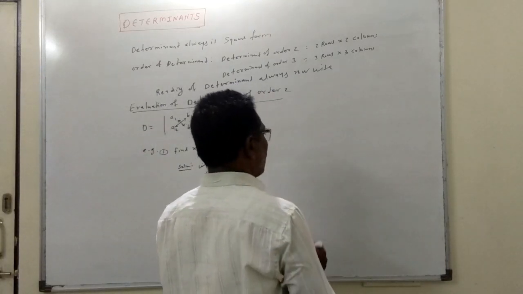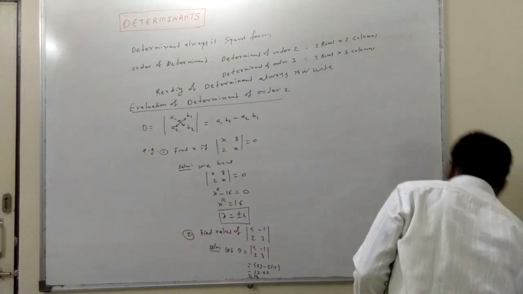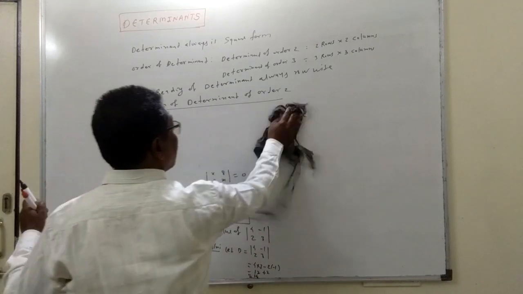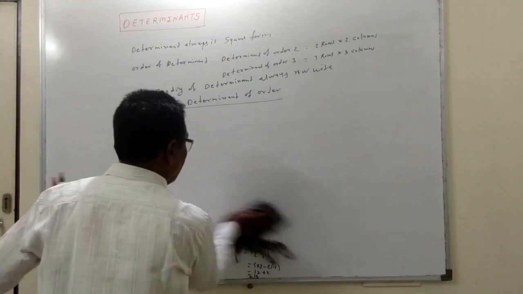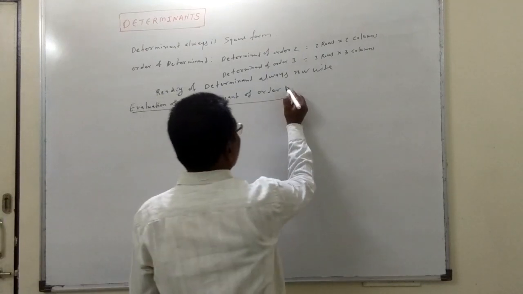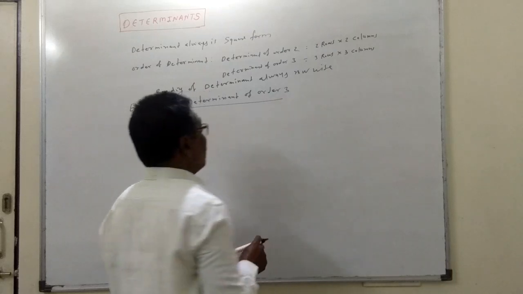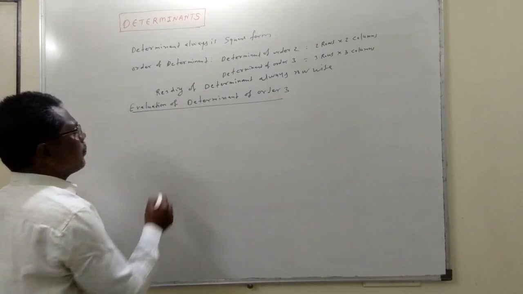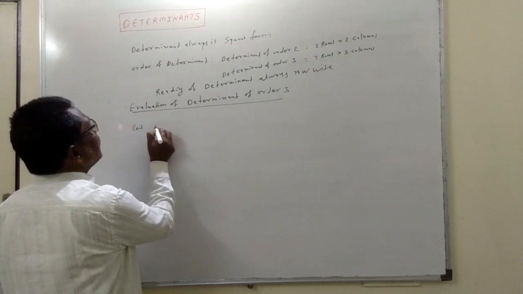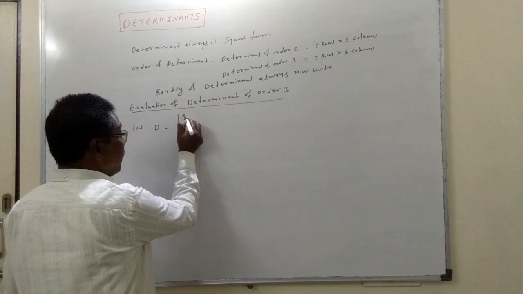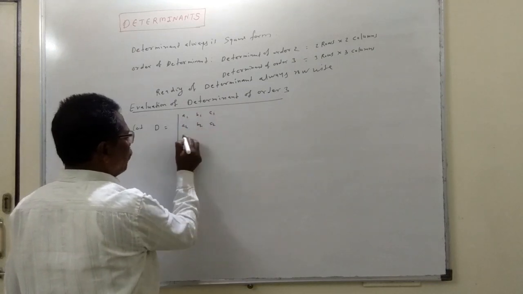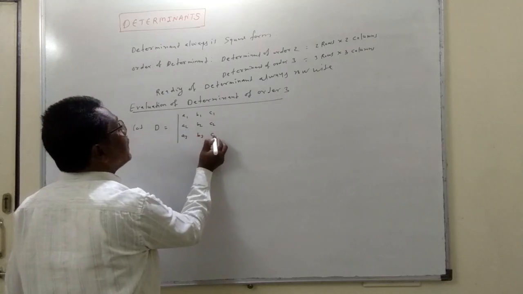Now next we'll understand how we evaluate a determinant of order 3. So evaluation of determinant of order 3. So let D be equal to, suppose, the determinant A1 B1 C1 A2 B2 C2 A3 B3 C3.